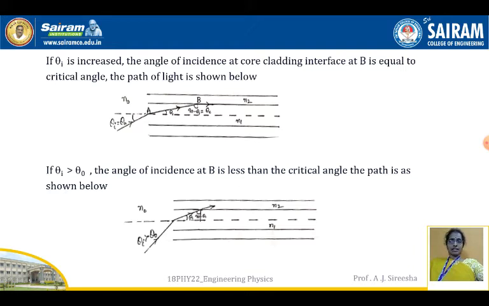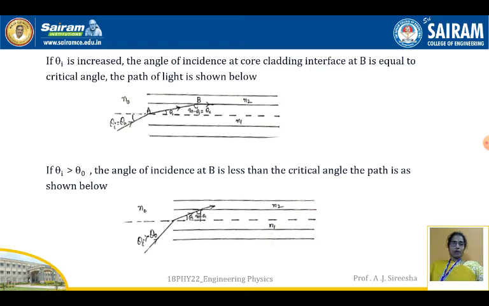Next, if you see another case, if theta I is increased still more than theta naught, the angle of incidence at B is less than the critical angle. The path is shown below. Now, if you look at the third figure here, the angle of incidence theta I is greater than theta naught, that means some particular angle which is more. Now, what is happening? The angle of incidence at point B is becoming lesser and lesser. When the angle of incidence is not greater than the critical angle, what will happen?